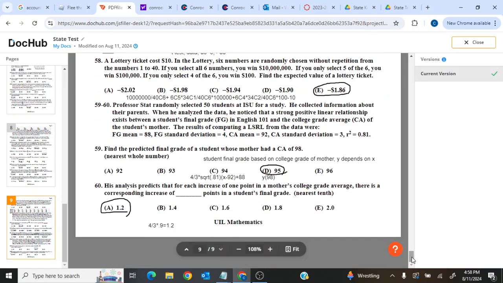60. This analysis predicts that for each increase of 1 point of mother's college grade average, there is a corresponding increase of how many points in the student's final grade? Well, in other words, it's just asking what's the slope of this line? Well, it's 4 over 3 times the square root of 0.81, 1.2. And that's the entire test.